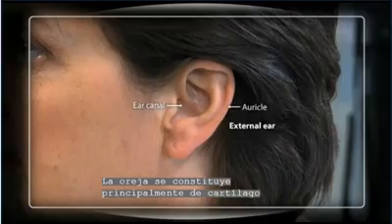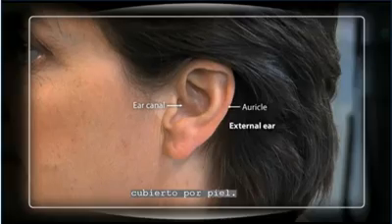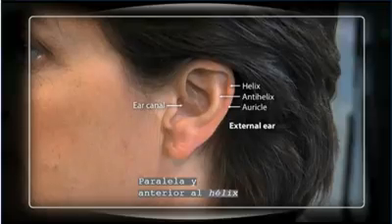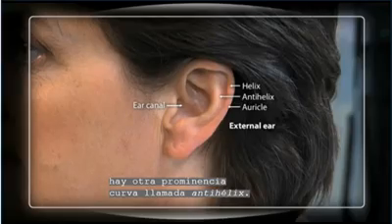The auricle consists chiefly of cartilage covered by skin. Its prominent curved outer ridge is the helix. Parallel and anterior to the helix is another curved prominence called the antihelix.